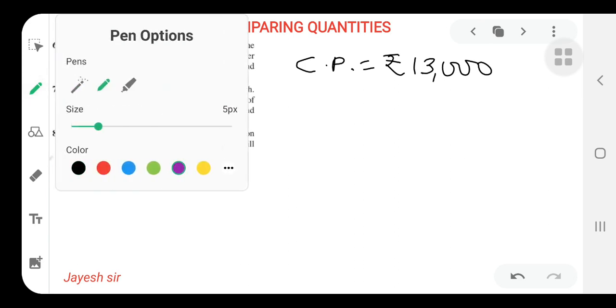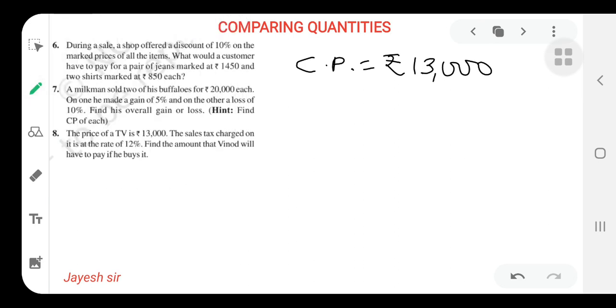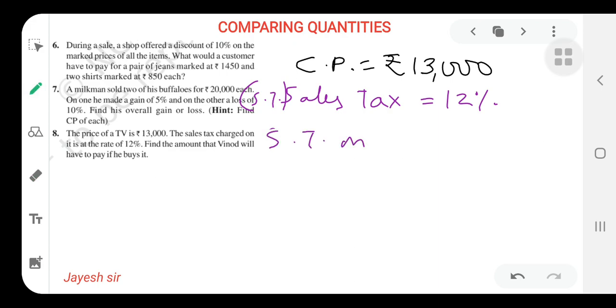Now what are we supposed to do? I am writing here sales tax. How much additional sales tax am I paying? That is 12%. So the sales tax amount, I am writing ST for sales tax. How much is the amount of sales tax in rupees? That would be 12% of the cost, that means 12 upon 100 of 13,000. I am paying this extra on 13,000.